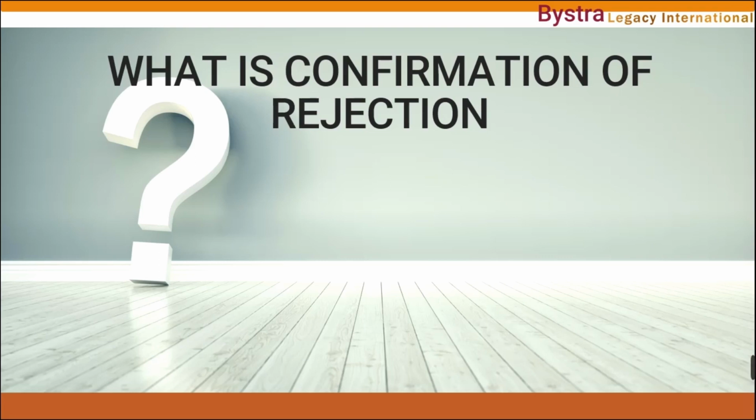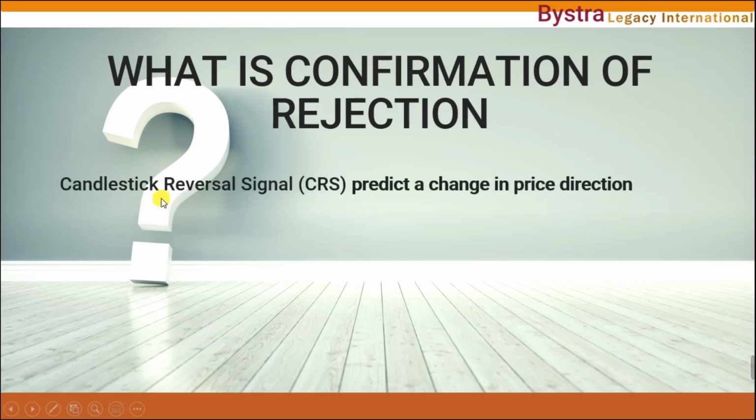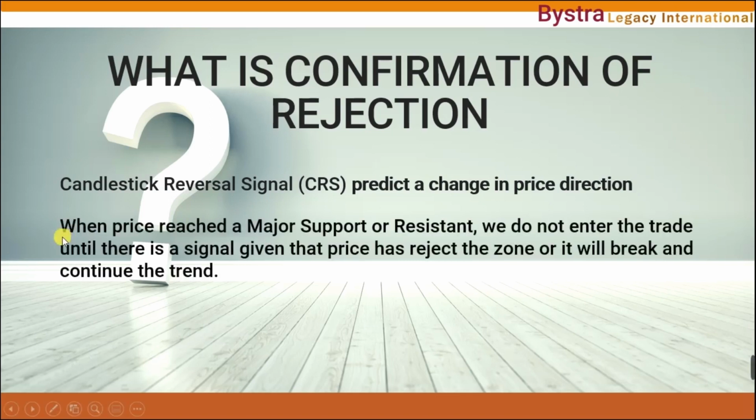What is confirmation of rejection? In our confirmation of rejection, we'll be using the candlestick reversal signal, which in short form is called the CRS. This will be our confirmation of rejection. The CRS is to predict a change in price direction. When a price reaches a major support or resistance, we do not enter the trade until there is a signal given that the price has rejected the zone, or that it will break or continue the trend.